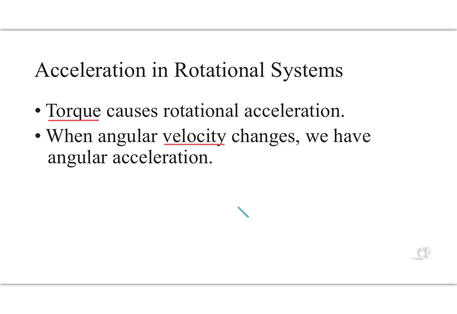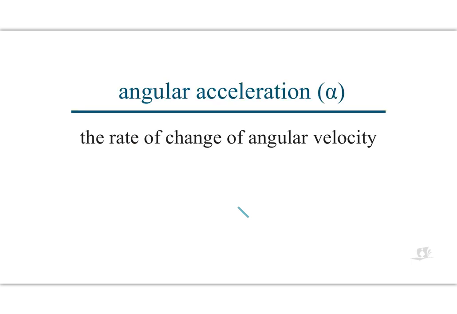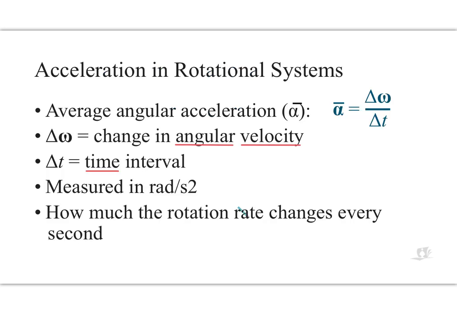So when angular velocity changes, we have angular acceleration. Remember, velocity does not necessarily mean that you're accelerating, right? Velocity means that it's moving distance over time. Acceleration is when that changes or decelerates. You could hit the brakes, right? Angular acceleration is the rate of change of angular velocity. Rate of change, that should make sense. Let's look at the formulas they've given us.